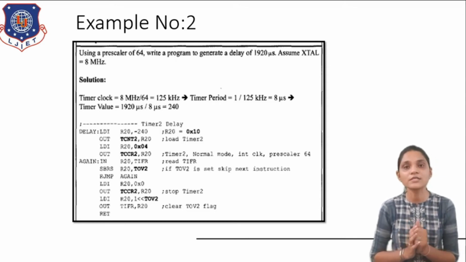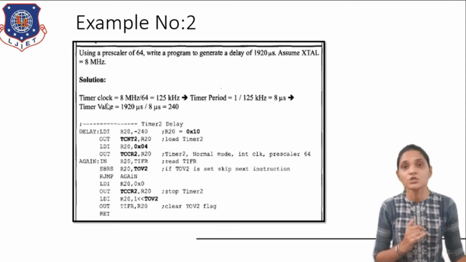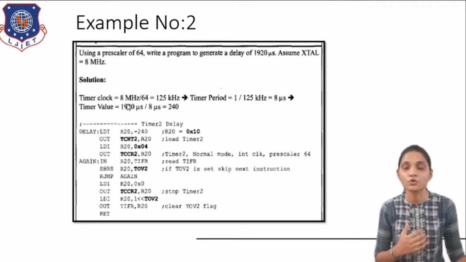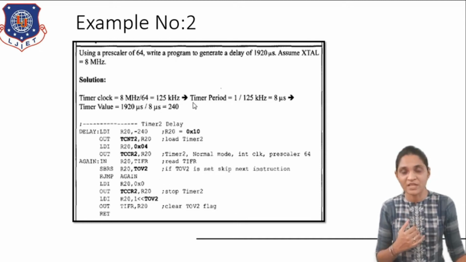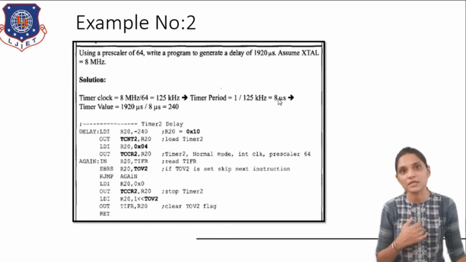The crystal frequency given is 8 megahertz and the prescaler is 64. So our timer clock will be, first we have to divide by 64 because we have used the prescaler of 64. So the actual frequency will be 8 megahertz divided by 64, that is equal to 125 kilohertz. And the time period for this frequency will be 1 divided by 125 kilohertz, that is equal to 8 microseconds.